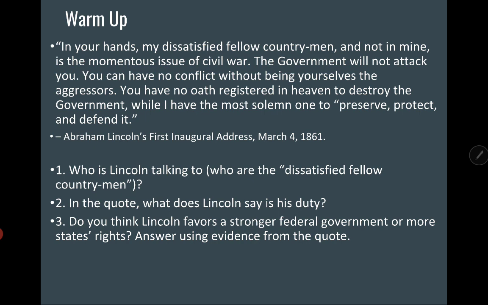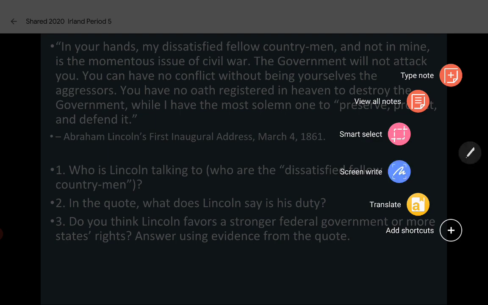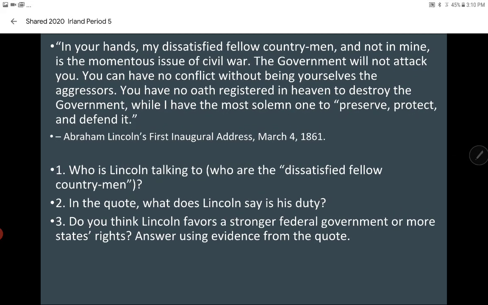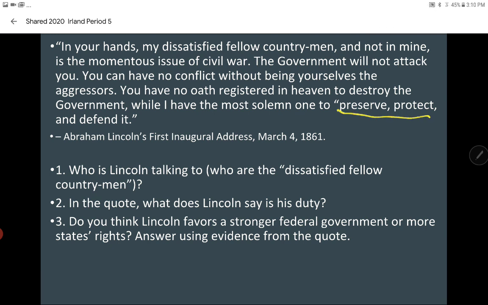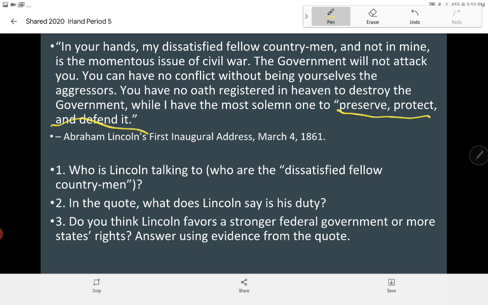And what he's going to say is that, in your hands, my dissatisfied fellow countrymen, and not in mine, is the momentous issue of the Civil War. The government will not attack you. You can have no conflict without being yourselves the aggressors. You have no oath registered in heaven to destroy the government, while I have the most solemn one to preserve, protect, and defend it, right? This is what he says in his inaugural address.